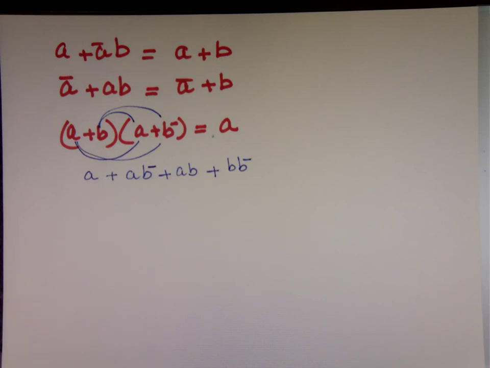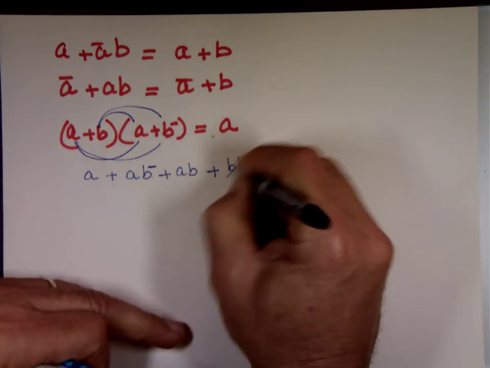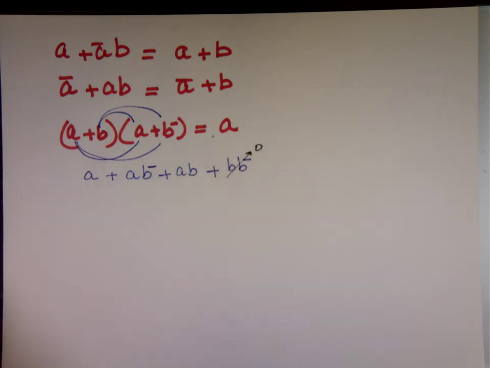Trying to prove why the answer is A. What happens to B or B bar? B and B bar, that's a 0. That's an AND gate with one input 1, the other one is 0. It doesn't matter what B is. One is going to be 1, one is going to be 0. It's an AND gate with one input 0, that's a 0.